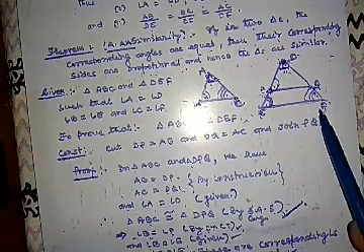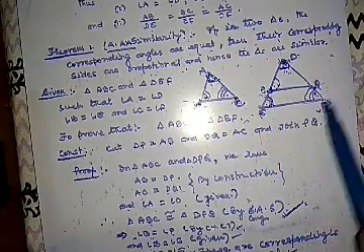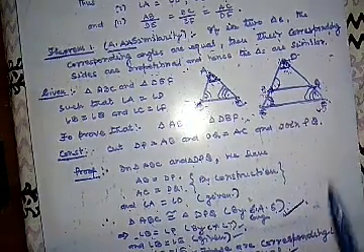Now, in triangle DEF, PQ is parallel to EF. Therefore, by BPT theorem, we can write DP upon DE is equal to DQ upon FD. And replace DP by AB since DP is equal to AB by construction, and replace DQ by CA since DQ is equal to AC by construction.